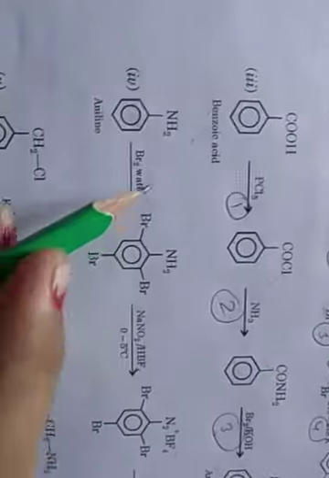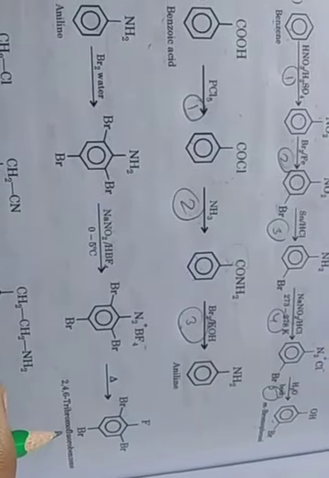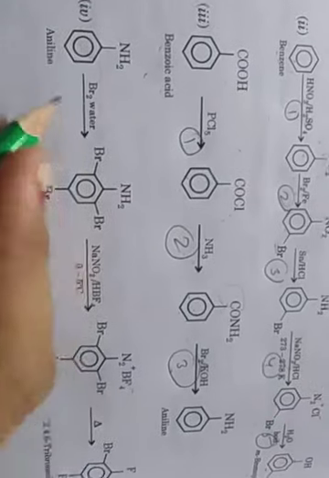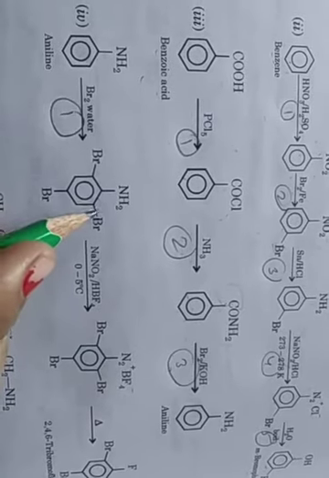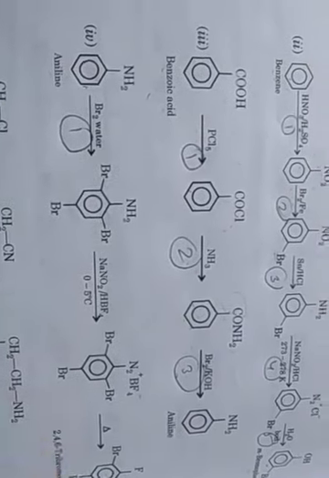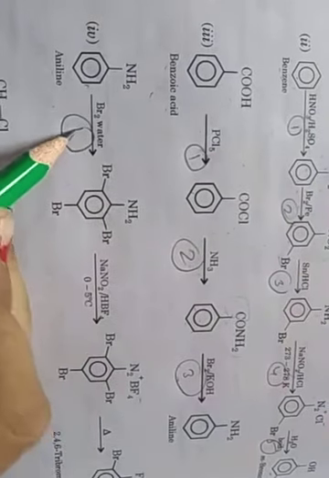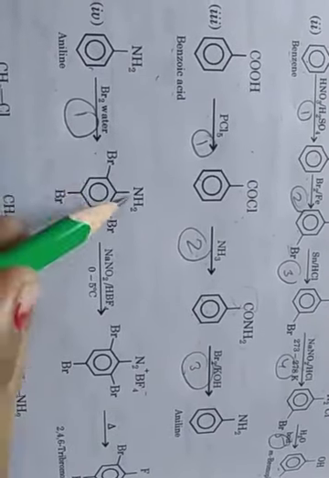Next, the fourth is aniline converting into 2,4,6-tribromofluorobenzene. First NH2 reacts with bromine water, so Br easily attaches at the 3 positions, ortho and para. Remember one basic concept: whenever we have to show a conversion, we do not write a balanced equation, we directly write only the main product. Aniline reacts with bromine water and easily forms the main product, 2,4,6-tribromoaniline.